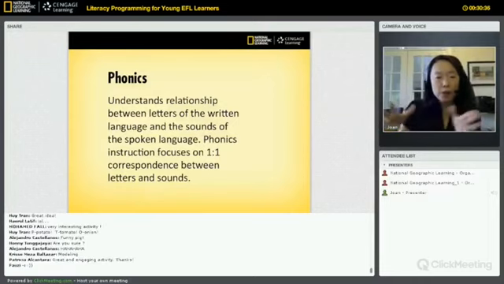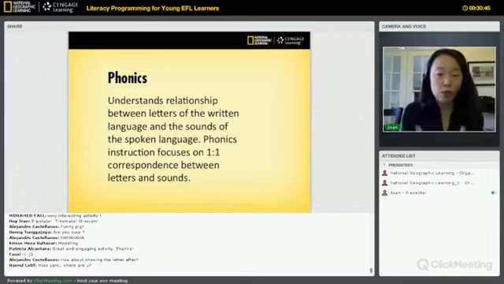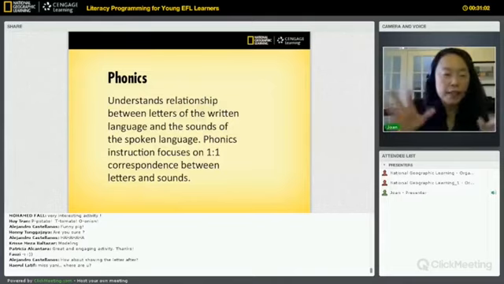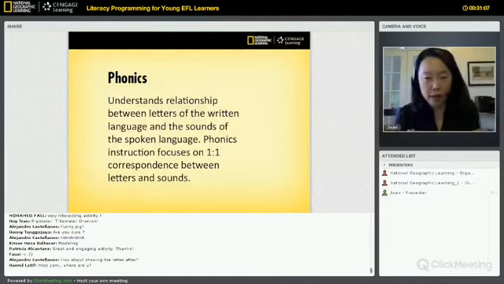So of course, what we're trying to get to then is being able to understand the relationship between the letters of the written language and the sounds of the spoken language. So once you've established these sounds, then you're going to start to attach the letters. And so phonics instruction is focusing on that one-to-one correspondence between the letters and the sounds. Okay, and so that's where we are now. So hopefully it's very clear what phonological awareness is, phonemic awareness, and then phonics.